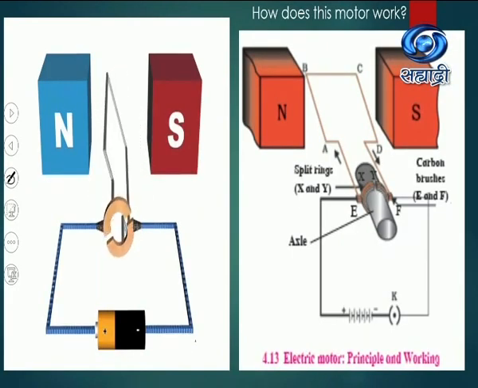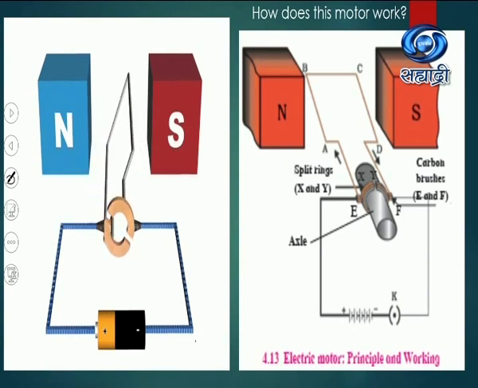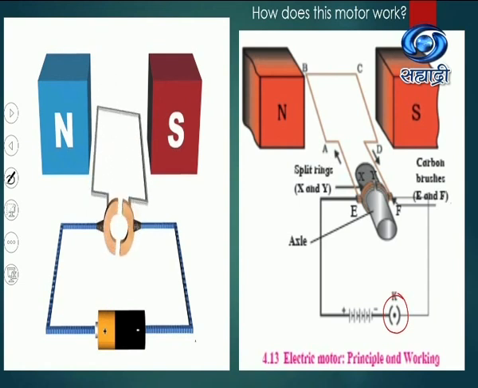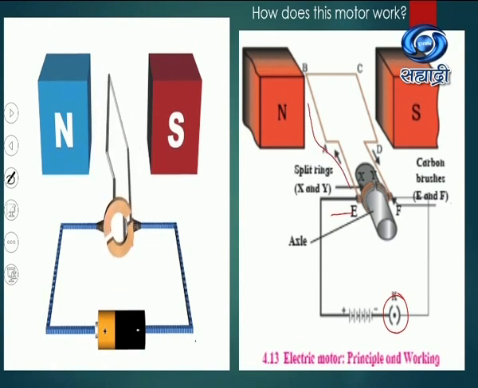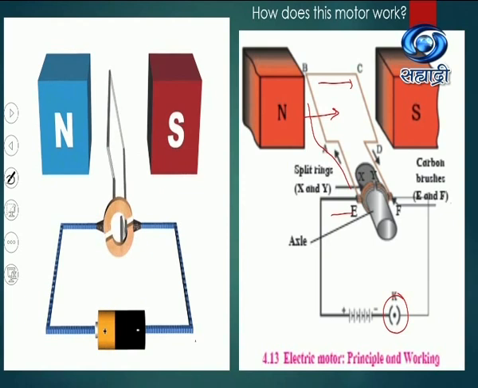How does this motor work? Now, in the construction part, we have discussed. When the key is closed, the current will start flowing through the E brush, then A, B, C, D, like this, the current will start moving. The direction of magnetic field is from north to south.